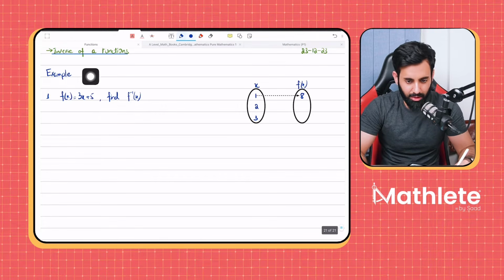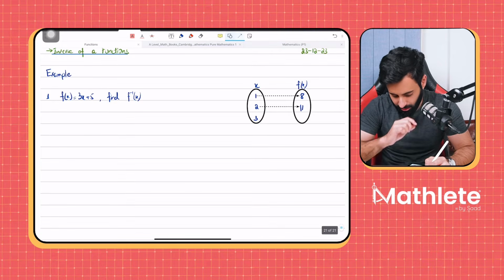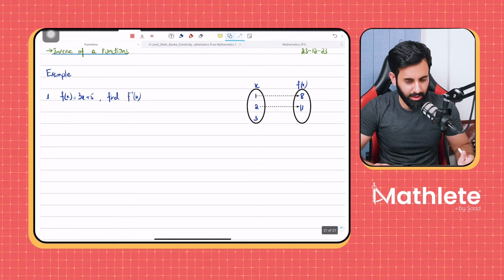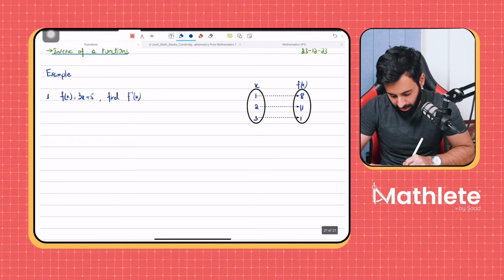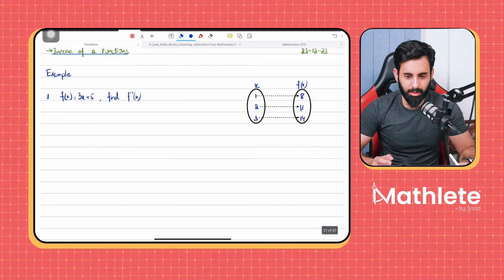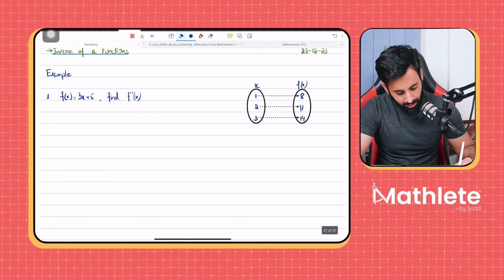If you plug in 2, 3 into 2 is 6, 6 plus 5 is 11. So 11 is the output. If you plug in 3, 3 into 3 is 9, 9 plus 5 is 14. Okay, so keep this in mind, because we will use this later on to understand a very important concept. So let's find the inverse.